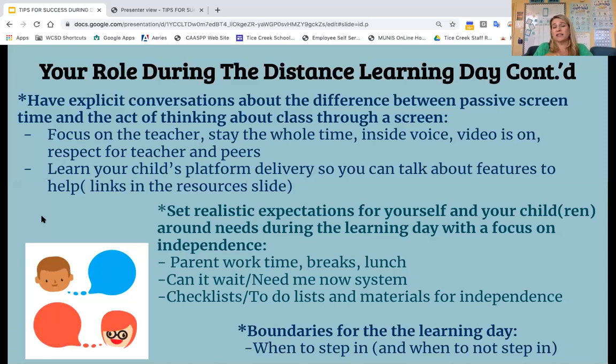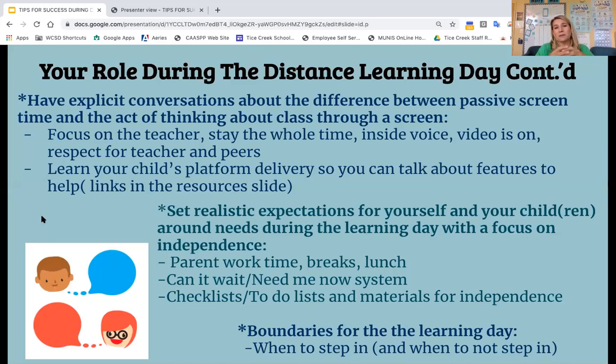We want to make sure we're using an inside voice. We don't need to scream into the computer monitor. They can hear us. We are all there together. And so just as we would use an inside voice and an outside voice, we want to continue that. And then that same idea for the respect for our teachers and peers, that we're not going to jump in and we're going to wait our turn. Your teachers are going to have procedures and they're going to practice those with you. And so making sure that you're listening to your teacher and what she's expecting of you.